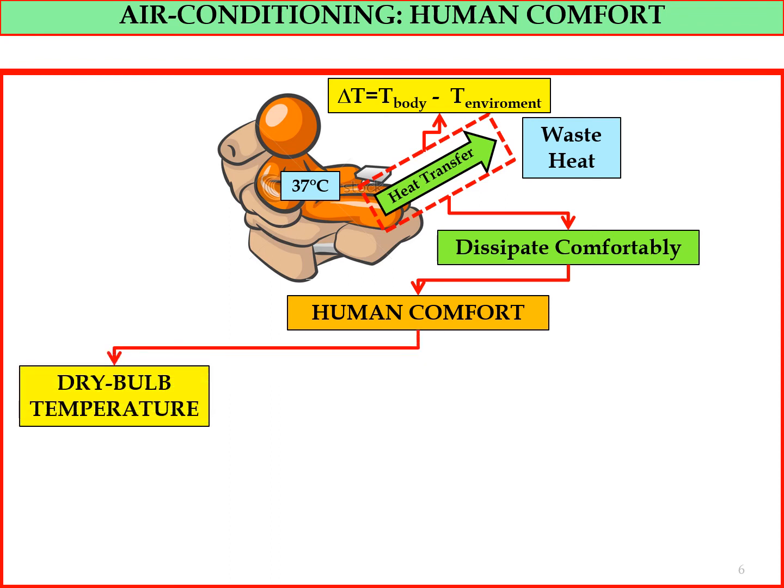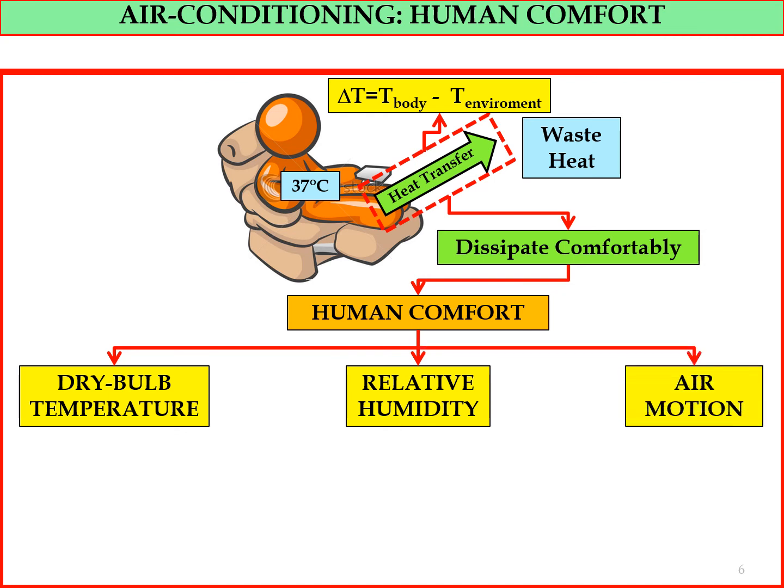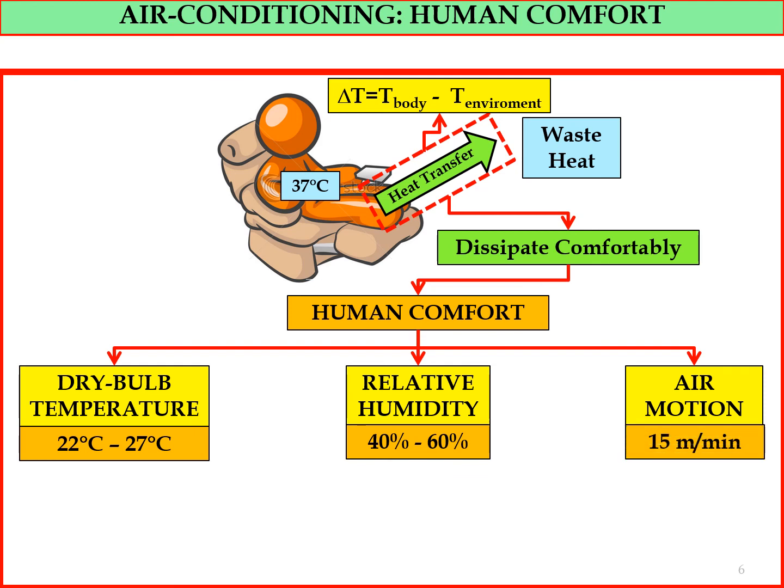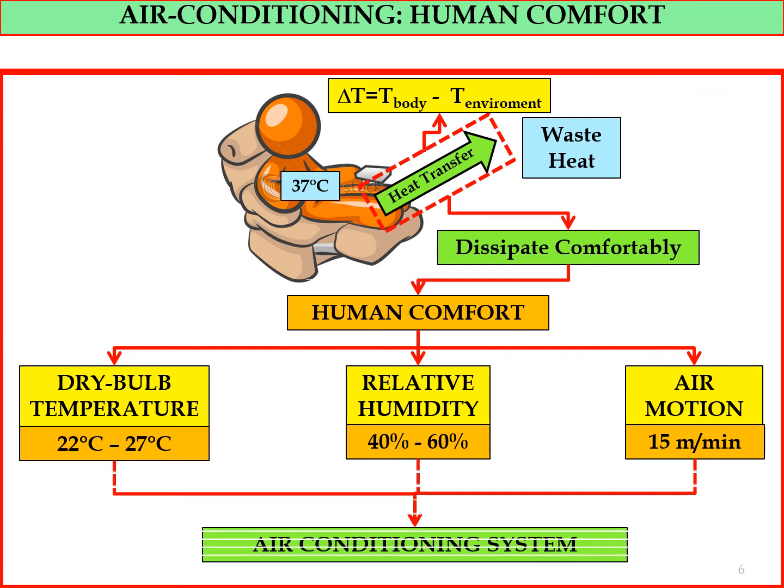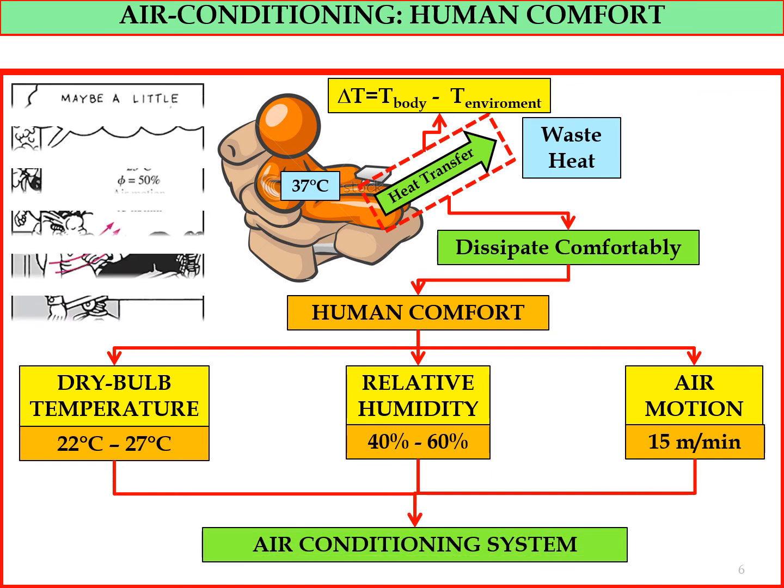So we need to control the dry bulb temperature, relative humidity, and also air motion. These three criteria we need to control in order to acquire the human comfort. The range of the dry bulb temperature which is comfortable for the human is around 22 degrees Celsius to 27 degrees Celsius, and the relative humidity is around 40% to 60%, and the air motion is around 50 meters per minute. So we can achieve this by using an air conditioning system.